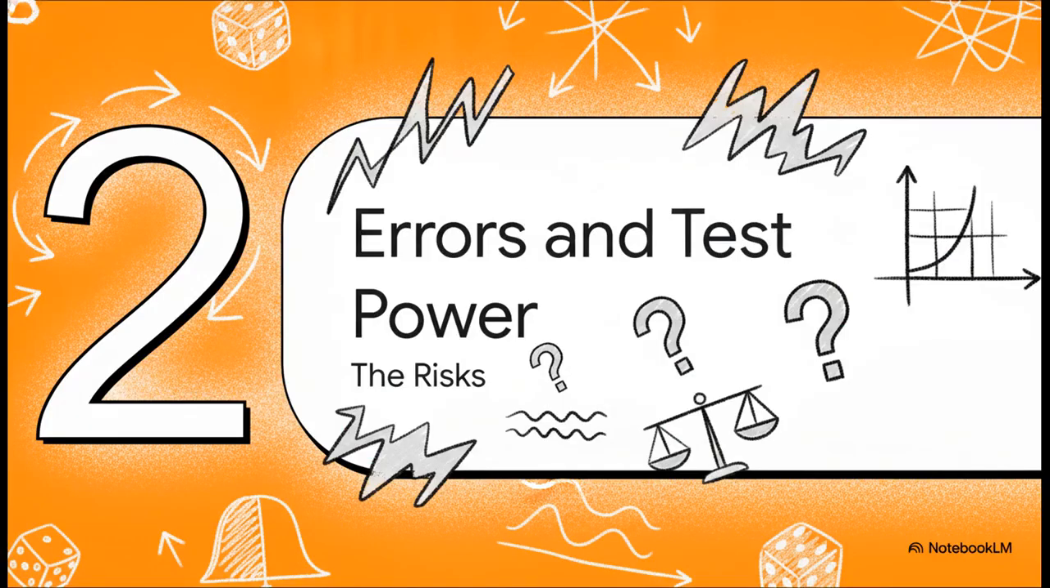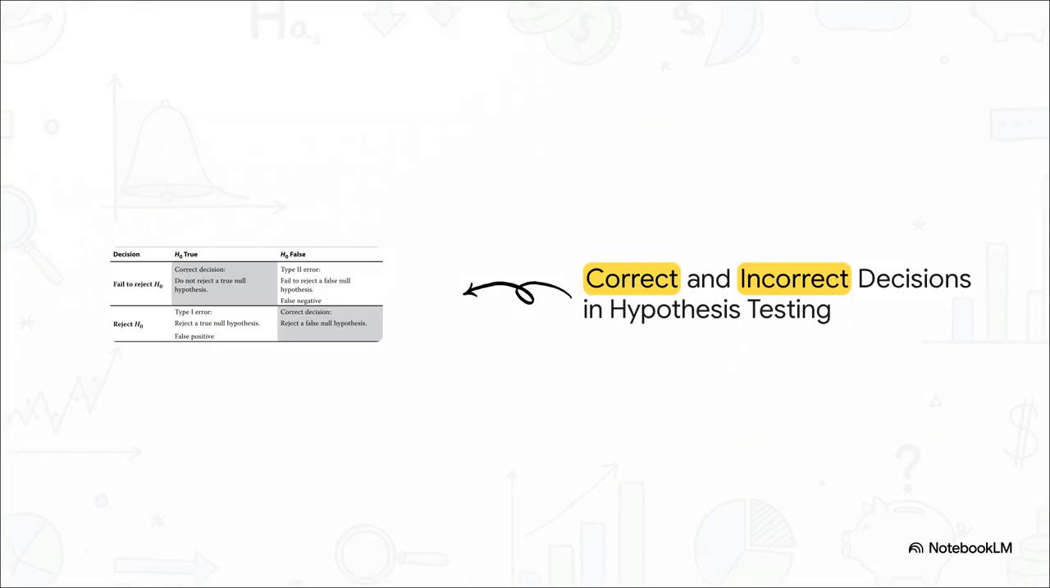But, of course, it's not foolproof. Let's move on to our second topic, errors and test power, or the inherent risks of the game. Look, even with a perfect process, the math can totally mislead us sometimes. There's always drama and risk when you're dealing with probability. There are 4 possible outcomes to any hypothesis test, right? But 2 of them are outright errors.